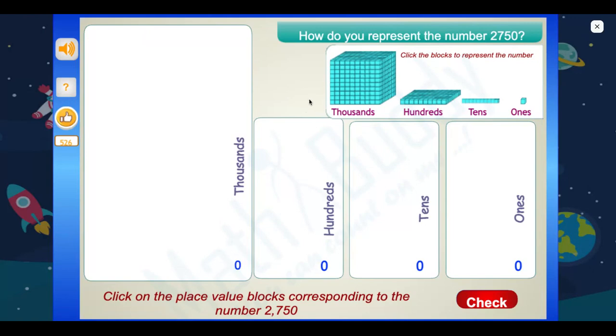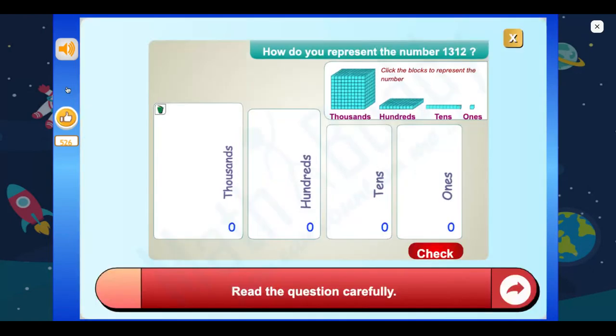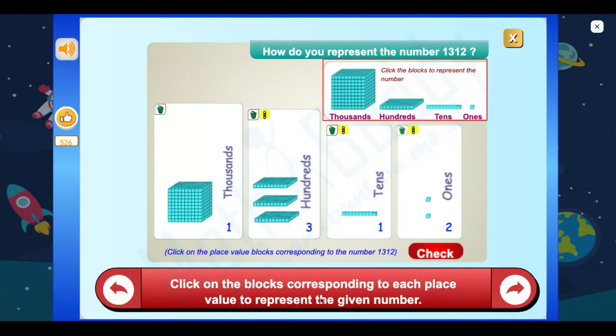Now if you want to know what you are supposed to do with this particular activity, you can just click on this question mark button. If you click on the question mark in any of the activities, it will give you step by step help. So read the question carefully. Next, click on the blocks corresponding to each place value to represent the given number. So in this case, 1312, there is 1000 blocks. I need to click on that and it becomes like this, right?